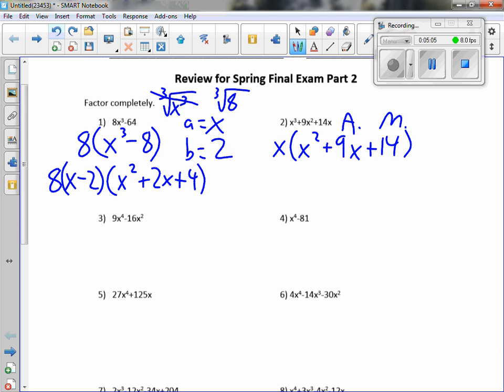What two numbers do that? In this case, it's 7 and 2, so we get x plus 7, x plus 2. 7 plus 2 is 9, 7 times 2 is 14. And then we have our original GCF out front. And that's how you do number 2.